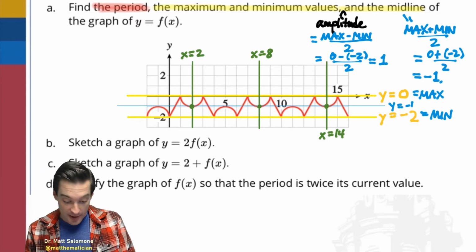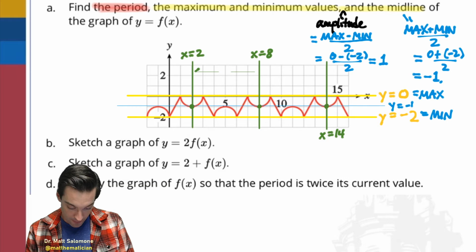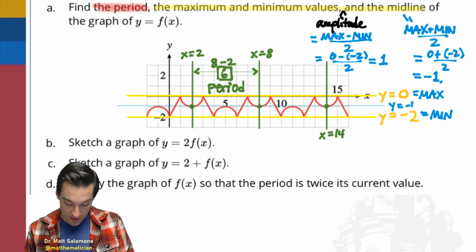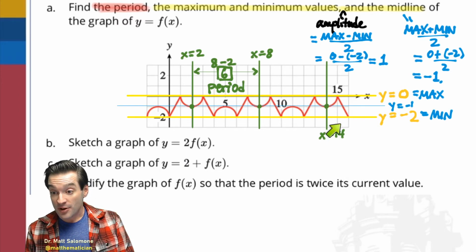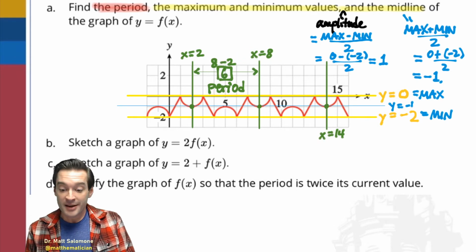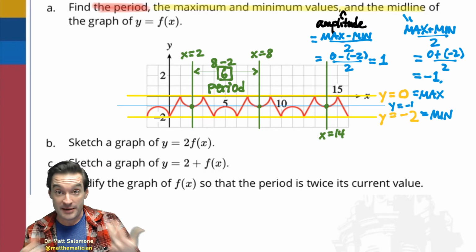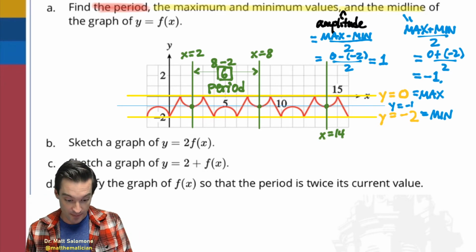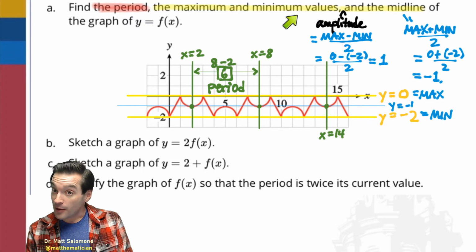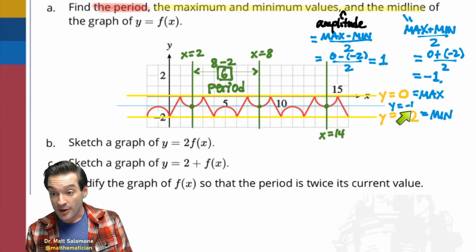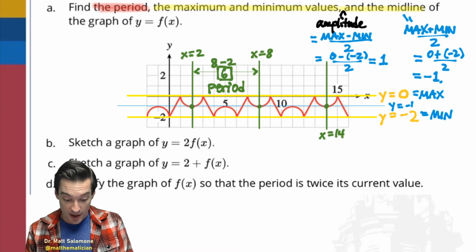And so if I want to know what the period is, I just want to know what is the horizontal distance or difference between these two corresponding points. And that difference is going to be nothing more than 8 minus 2, or 6. And so 6 is the period of this function. And sure enough, if I were to do that with this repetition over here, 14 minus 8 would also give me 6. So that gives me some reassurance that I must have done this right. We have some consistency in our measurement of the period. So the period is 6. The maximum and minimum values are 0 and negative 2, respectively. The midline is y equals negative 1, and the amplitude is 1 for this oscillation.